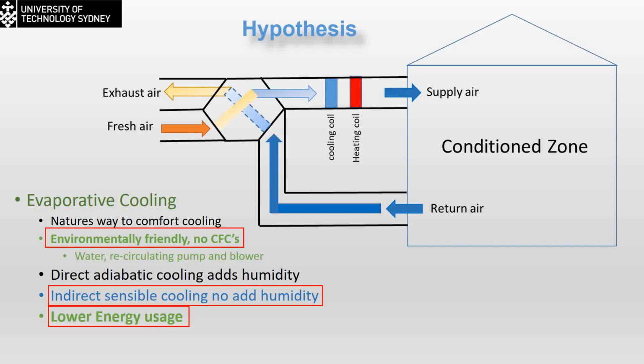So usually we know that evaporative cooling is a natural way for comfort cooling, environment friendly, no gases. Actually, the refrigerant is going to be R718, which is water. The direct evaporative cooling is usually going to add humidity to the supplied air, and this is something undesirable. The indirect sensible cooling adds no humidity, and this is the main advantage. For both, no compressor, thus we are going to have lower energy usage.